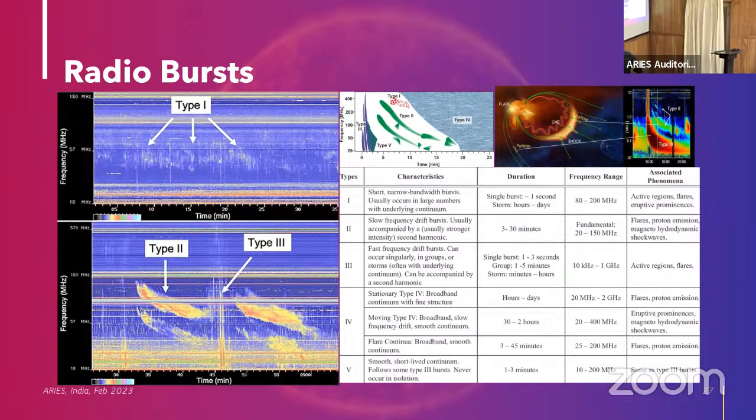Type 2 bursts are drifting features over a time scale of 15 to 20 minutes. These are mostly associated with shock propagation and mostly seen during a CME. When the CME travels, it creates a bow shock and the particles travel. They go from low coronal height to high coronal height, so they span from a high density region to a low density region, and that creates a drift. Then there are type 3 bursts, which are also drifting, but over very small time scales of 5 to 10 seconds. They are very fast drifting features, just like streaks.